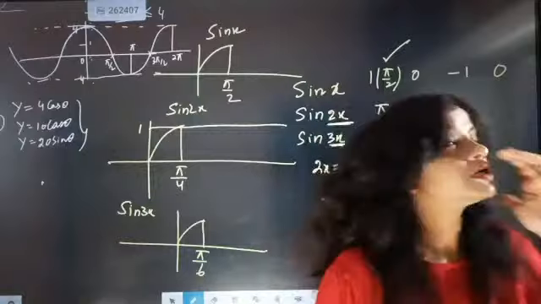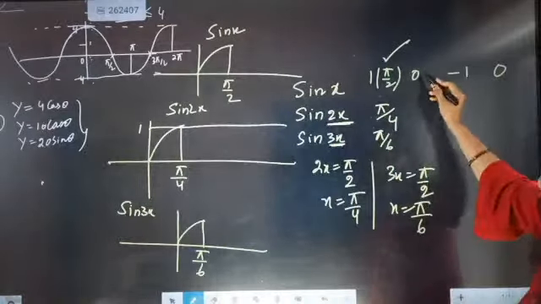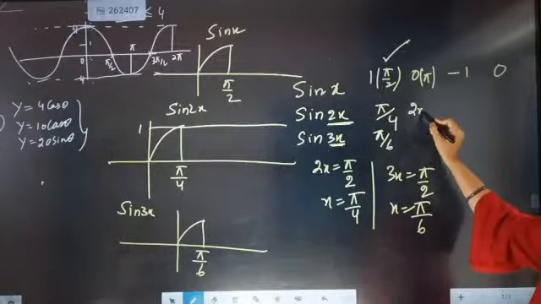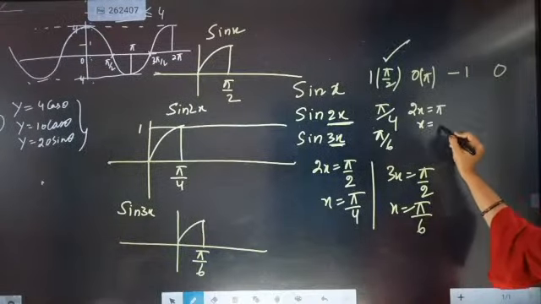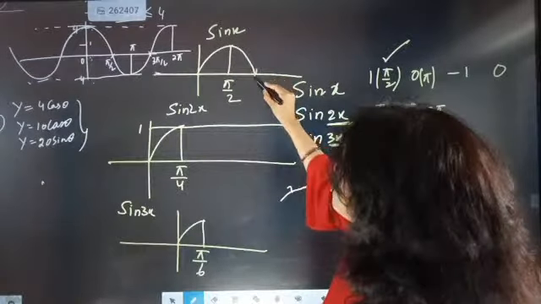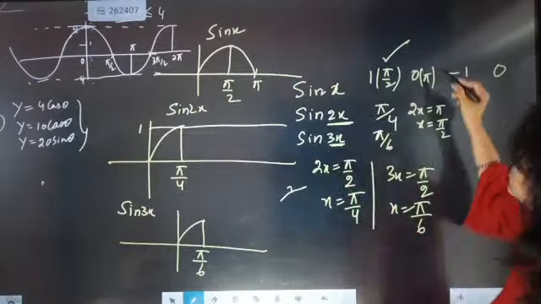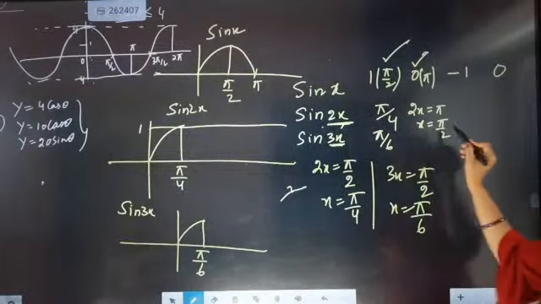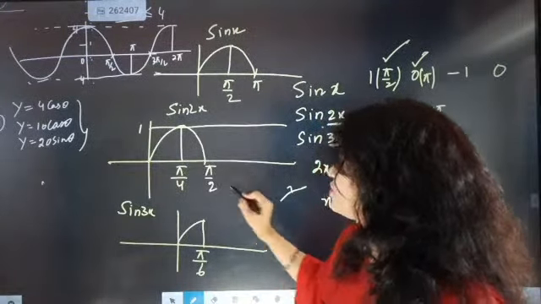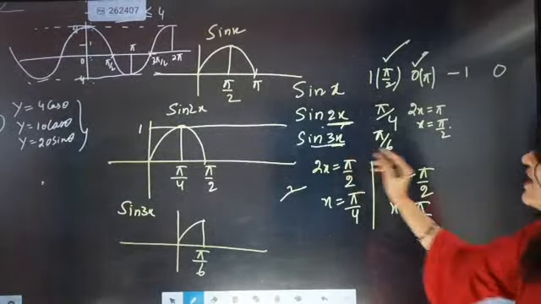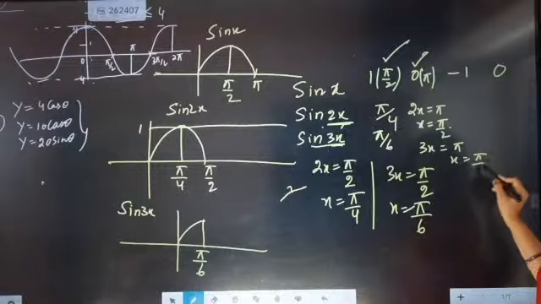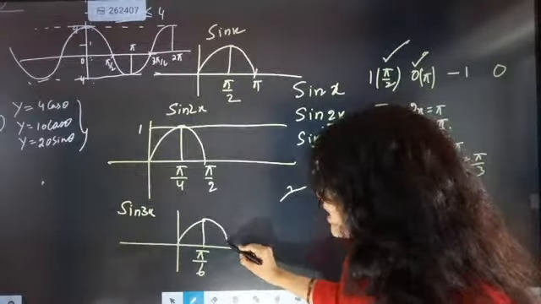Now, next 0. When sine x is there, 0 is attained at pi. So for 2x, it becomes 2x equal to pi, so x will be equal to pi by 2. Here 0 is coming at pi, but for sine 2x, the 0 value is coming at pi by 2. So at pi by 2 the curve is exactly going to touch. Now for sine 3x, 3x equal to pi, so x will be equal to pi by 3.